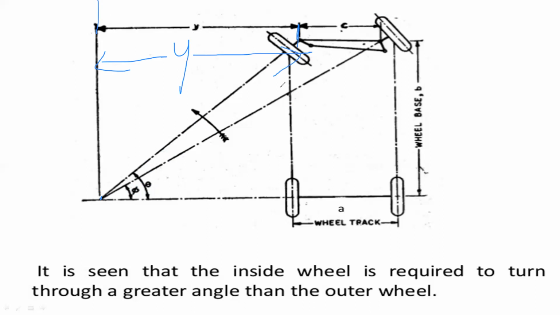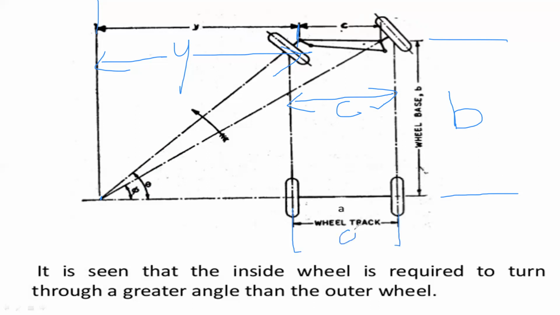And next one, the distance between the inside wheel to the outside wheel of the front wheel, that is noted as c. And the distance between the front wheels to the rear wheels, that is the wheelbase b. And the distance between the rear wheels, that is small a.